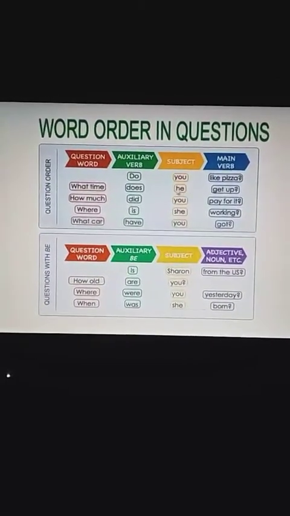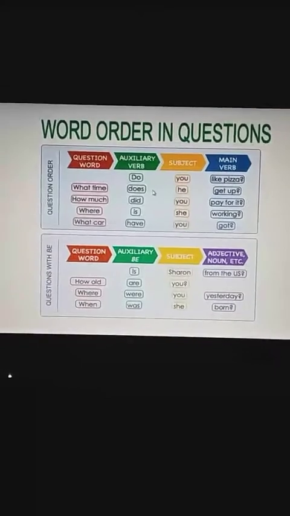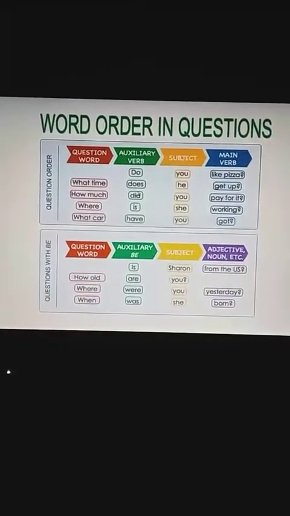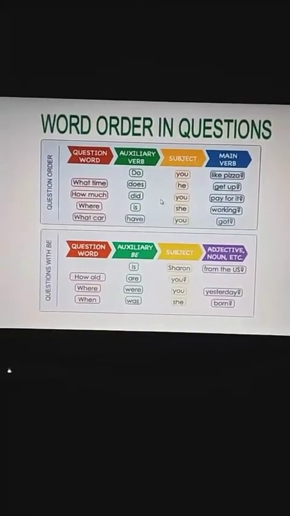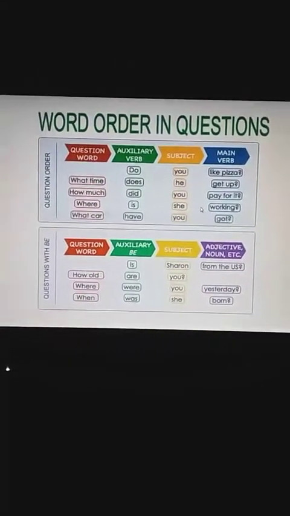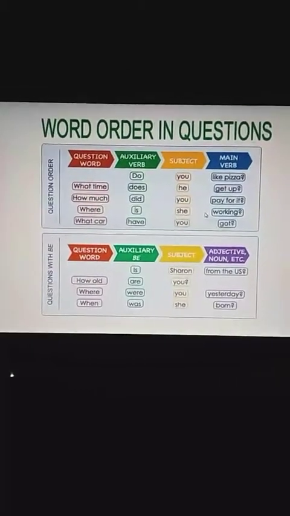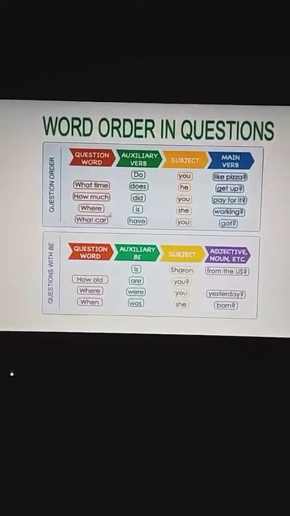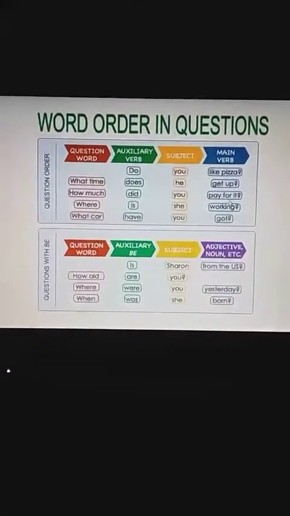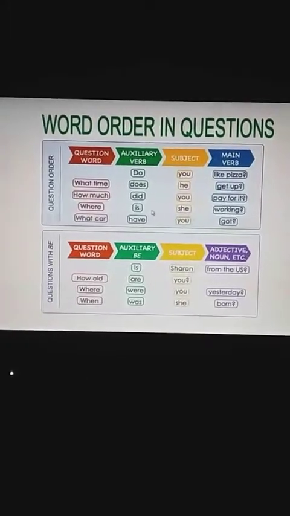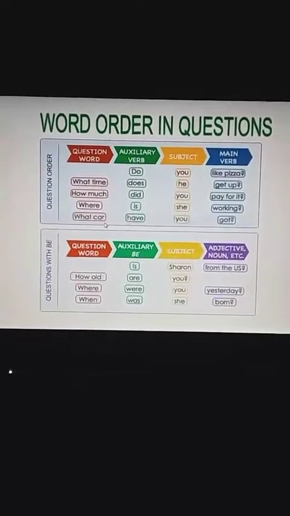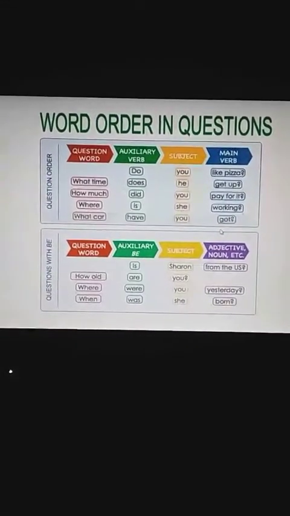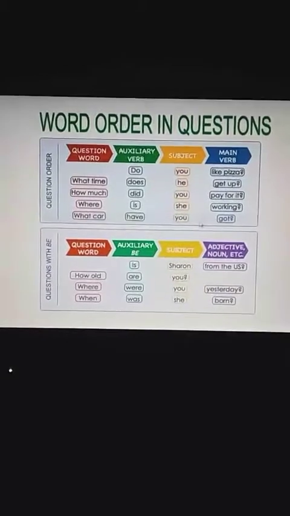Can any one of you make a false question? Yes, I can say, where did you working? No, it's not right. Here working, so I can say, where is she working? Yes, very good. What car have you got? Hyundai. Yes, very good.